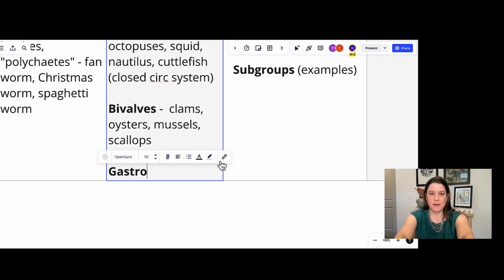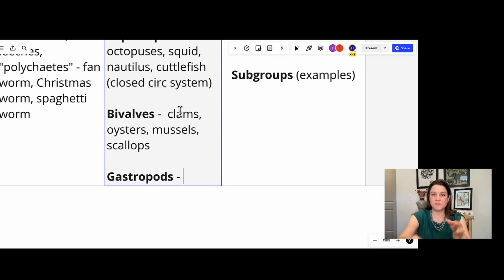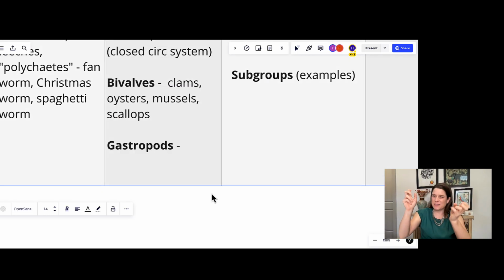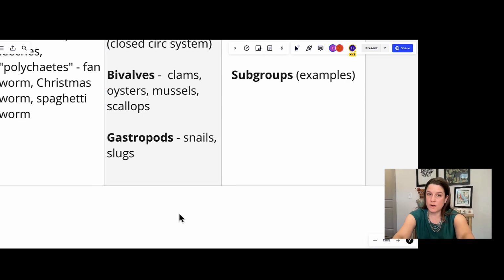We've got the gastropods. Gastro means stomach, pod means foot. So these are the stomach foots. Oh, I should mention, cephalopods mean head foot, so the foot is attached right to the head. Gastropods means stomach foot, which is the foot is on the ventral side, it looks like it's on the belly. So that's where the gastropod comes from. So these are going to be snails and slugs, both living in water and on land.